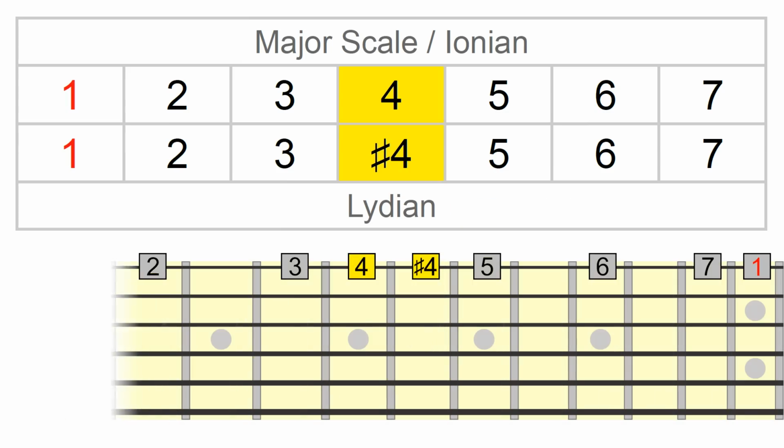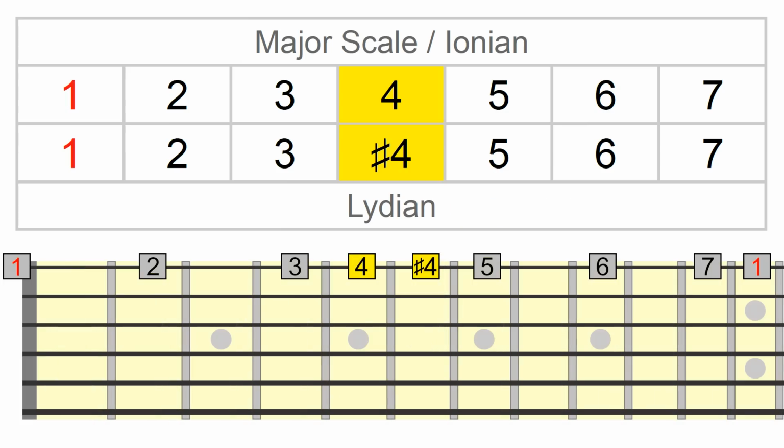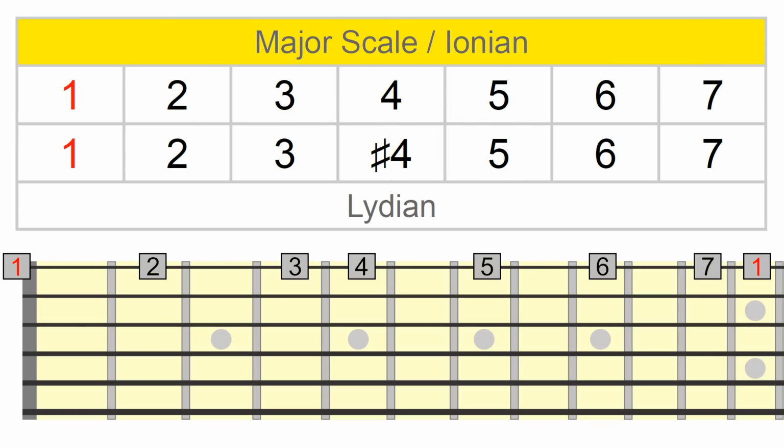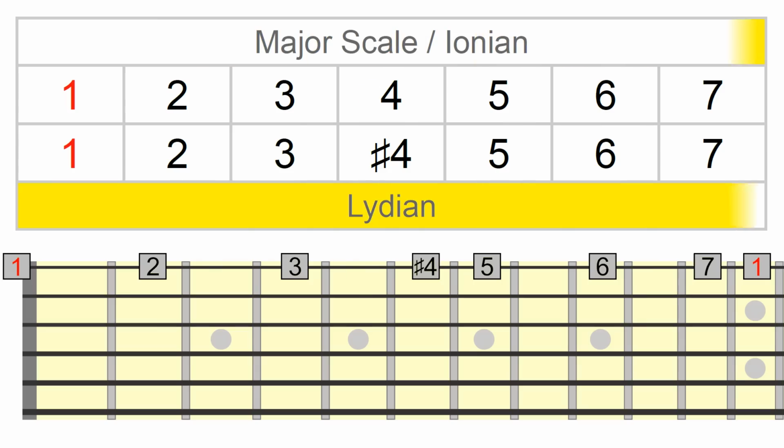If we play out these scales in parallel across the first string, starting on E, we can see that there's only 1 fret difference between the 4th and augmented 4th. But this single difference creates quite a different sound, starting with the major scale. And now Lydian.